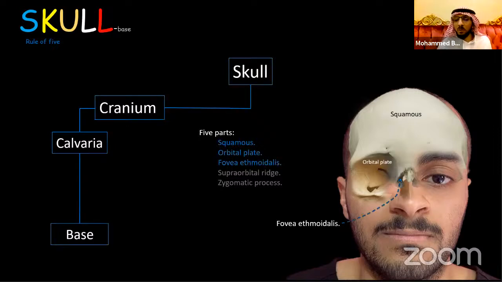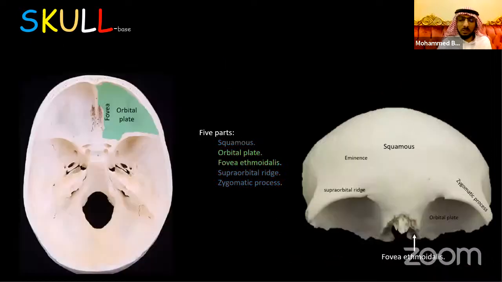the supraorbital ridge, which is an important thing to understand when we are doing an IPRO or transorbital approach to a skull base tumor, as Dr. Ganesh mentioned in one of his procedures, and the zygomatic process, also an important structure in the frontal bone.